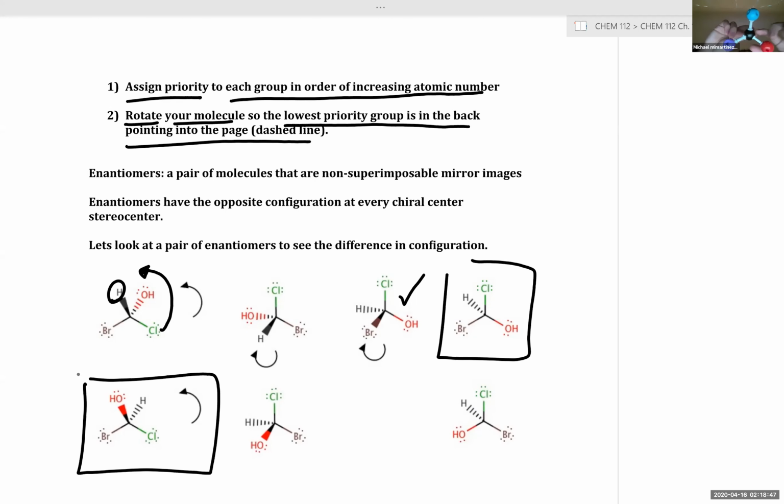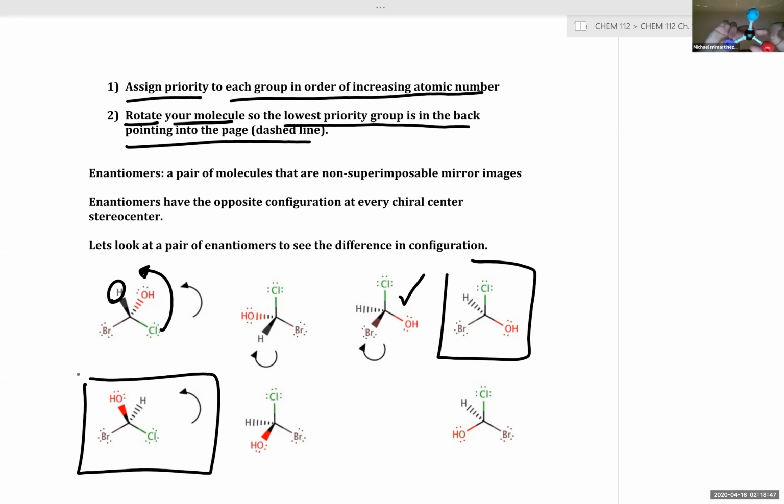Does that make sense to everyone? Now, you don't have to rotate things exactly as I do. As long as you end up where the hydrogen is pointing away from you, you've done a good job. The exact arrangement of these three substituents can change depending on how you rotate your molecule. So don't worry too much about it. As long as the hydrogen's in the back, you're good to go.